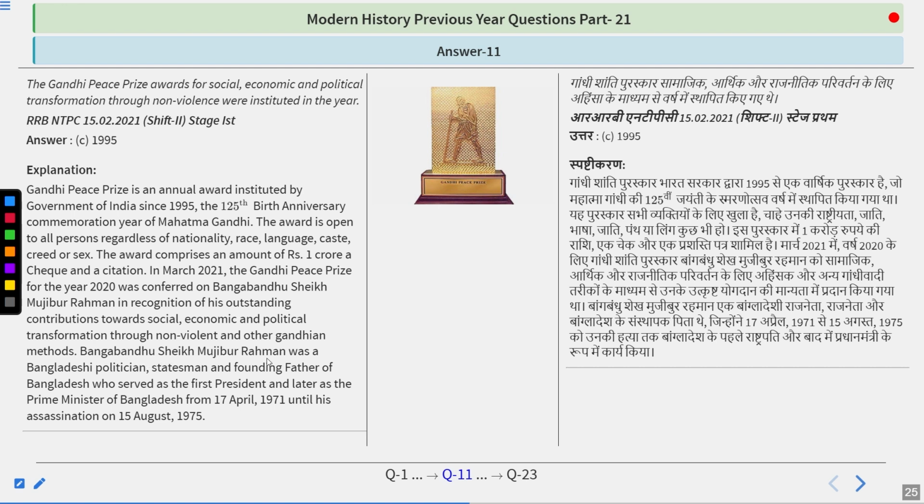Bangabandhu Sheikh Mujibur Rahman was a Bangladeshi politician, statesman, and founding father of Bangladesh, who served as the first President and later as the Prime Minister of Bangladesh from 17 April 1971 until his assassination on 15th August 1975. So do remember the answer is 1995.